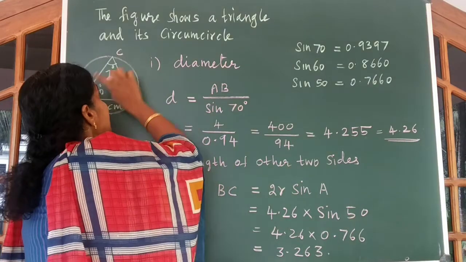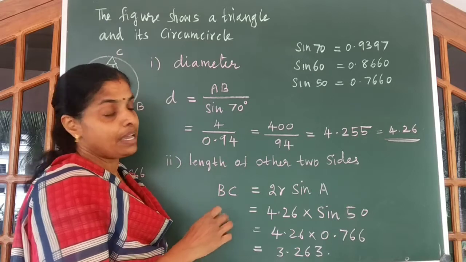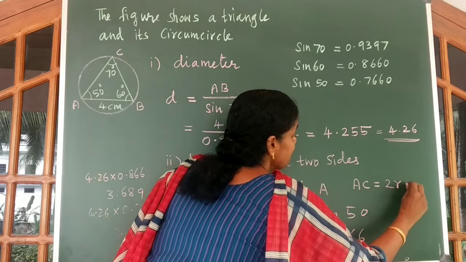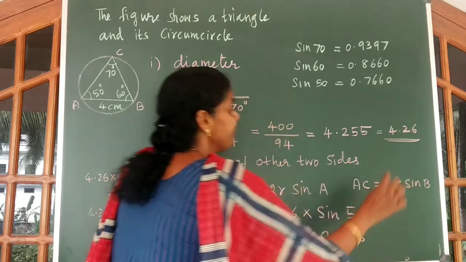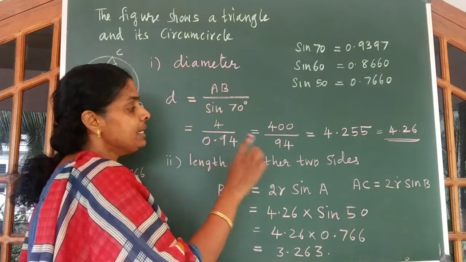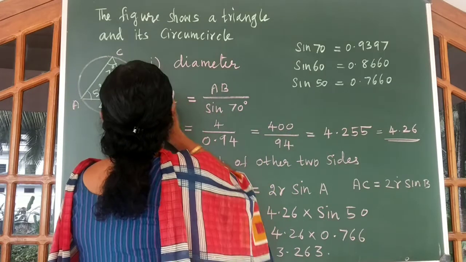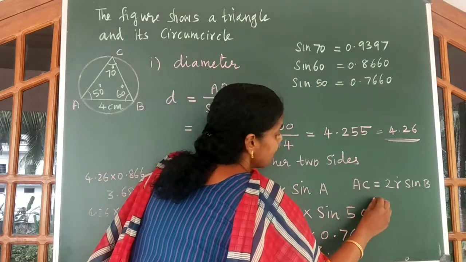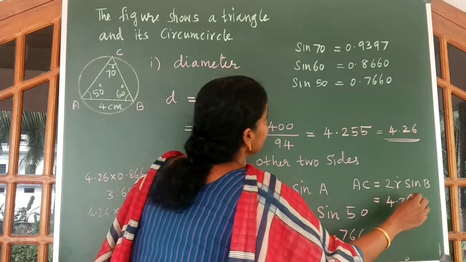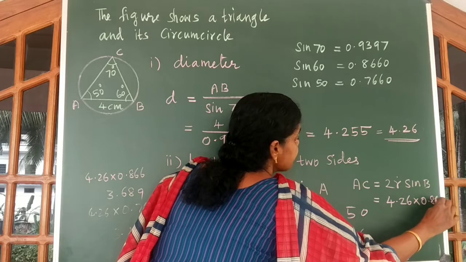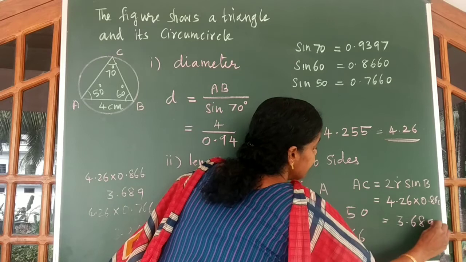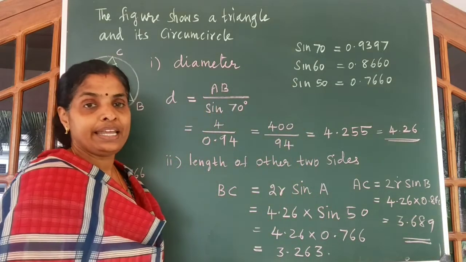Similarly, to get the length of AC, use the same formula. AC is equal to 2R sine B. That is, the diameter 2R is multiplied with sine of B. Sine B is 60 degrees. So you get 4.26 into 0.866. That gives you 3.689. Is it clear to you, children?